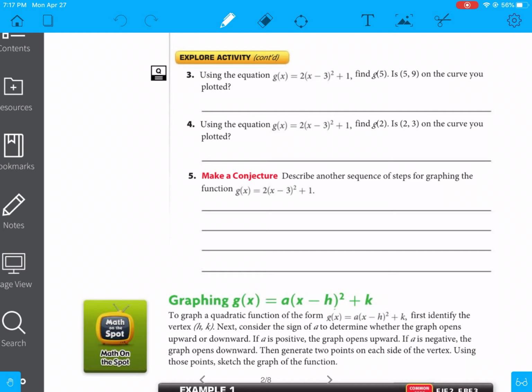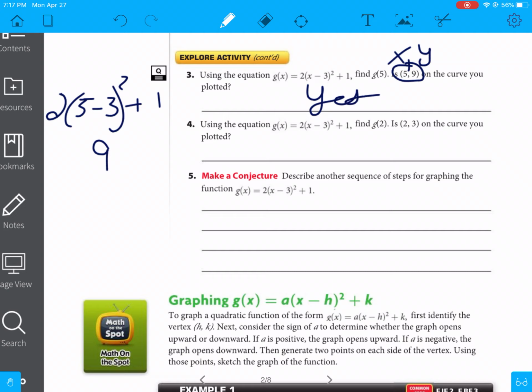So using the equation for number 3, is 5, 9 on that curve you plotted? So our x is 5, y is 9. So we're going to plug in 5 for our x. So it's going to be 2 times 5 minus 3 squared plus 1. So 5 minus 3 is 2. 2 squared is 4. 4 times 2 is 8. And then 8 plus 1 is 9. So is 5, 9 on that curve? Yes. So you can do the same thing with 4.